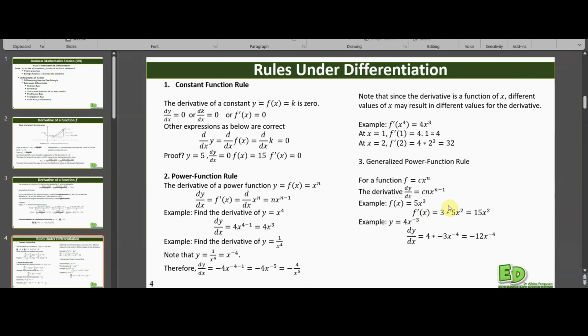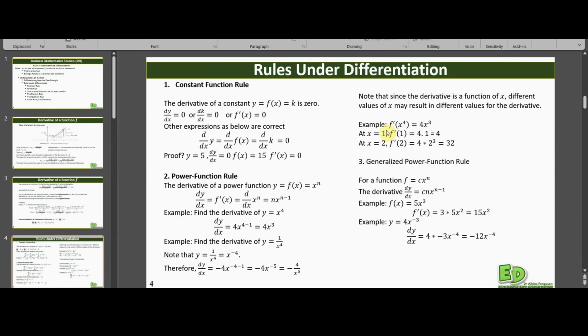Right. Okay, so let's continue. Note that since the derivative is a function of x, different values of x may result in different values for the derivative. So if you differentiate a function and at the value of x you have say 2 or 3, then there will be different values for the derivative, right? A practical example is here.